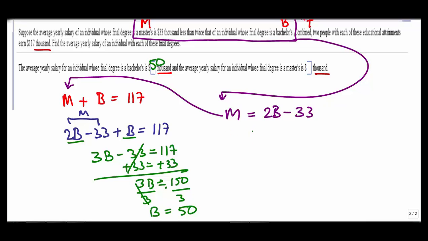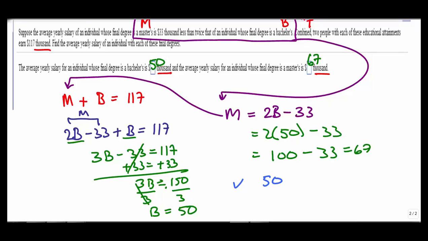Now to find the master's, I can just plug in my bachelor's, 2 times 50 minus 33. Well, 2 times 50 is 100. 100 minus 33, we can just go ahead and think about that as subtracting 30 to get to 70 and another 3 to get to 67. So that would be for my master's up here. Now to check this, I can just add them together. 50 plus 67 is 117, which is what I should have. So this looks like it's a correct solution.